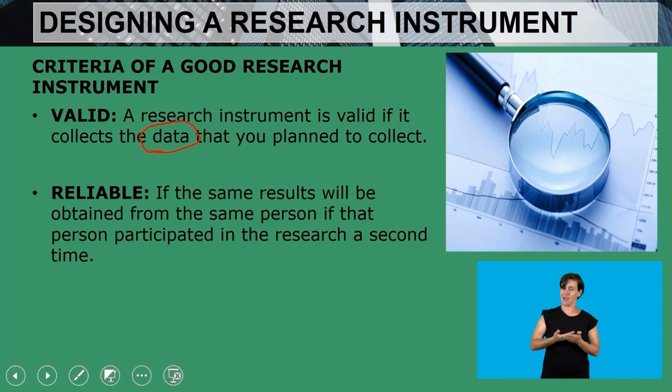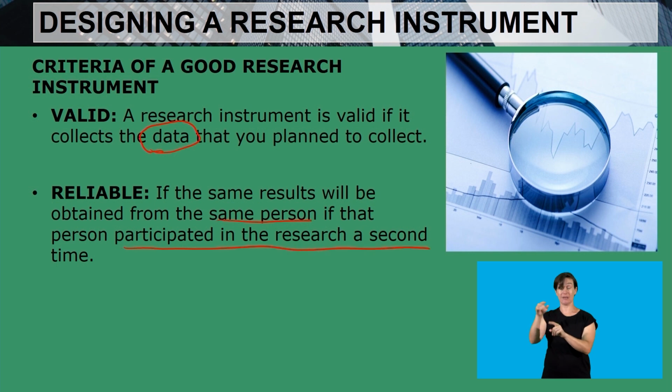Number two, if it's reliable, if we can rely on the information that you've received, if the same results will be obtained from the same person, if that person participated in the research a second time around. So we say it's reliable. So that is a criteria of a good instrument.